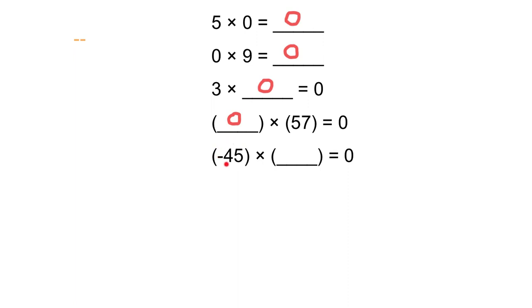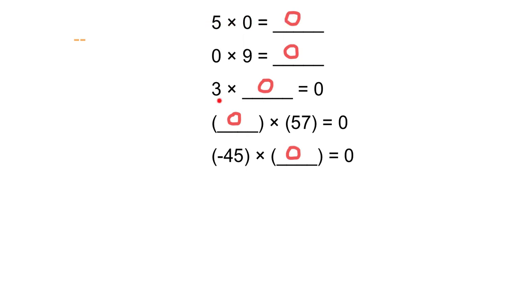All right, but what if this is negative? A negative 45 times something is equal to 0. What does this have to be? I think you've caught on now. It's 0. Look at all this. Everything I wrote was a 0. If you multiply anything by 0, the answer is 0.